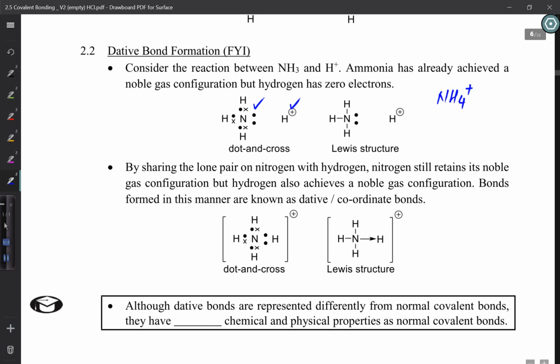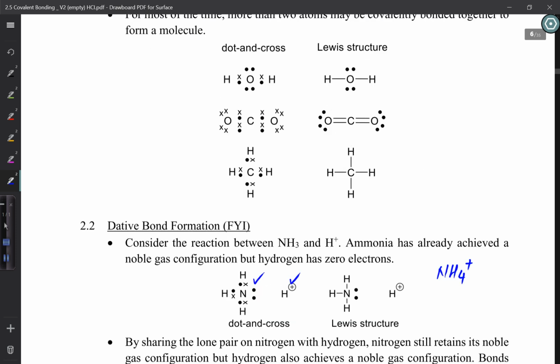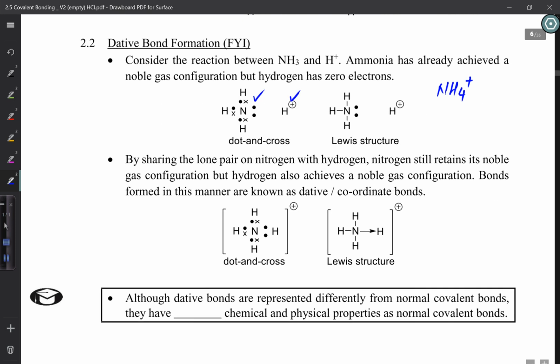So how NH4 is formed is when these two lone pair, both of them, which comes from nitrogen, are being shared with this hydrogen, so as to form this kind of structure. So this is kind of different compared to the traditional covalent bond, because for traditional covalent bond, you need one electron from each, at least. But for this case, both of them, which is shared, comes from nitrogen. So this kind of interaction is actually known as dative bond, where both of the electrons come from one atom.